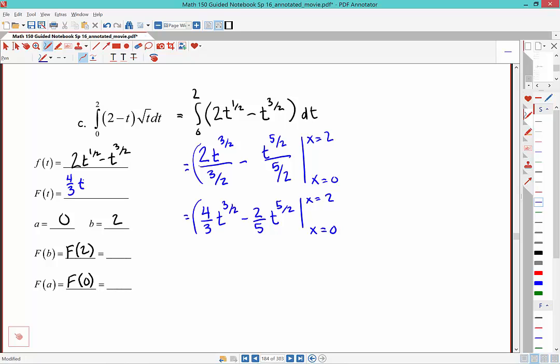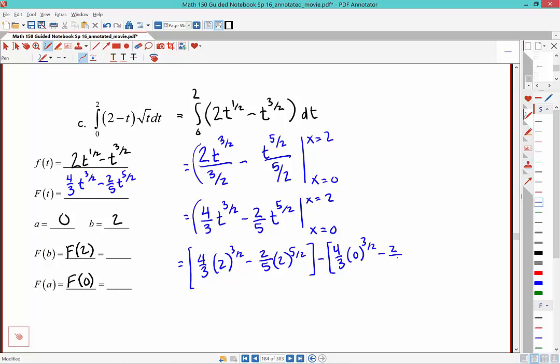So first off, we're going to do t is 2. So 4 thirds times 2 to the 3 halves minus 2 fifths times, oops, it'll be 2 to the 5 halves. That's our upper limit. And then our lower limit of integration will be 4 thirds times 0 to the 3 halves minus 2 fifths times 0 to the 5 halves. And do you see that this guy just zeros out? F at 0 is 0. Capital F at 0 is 0. Now let's clean up this guy. So this is going to be 4 thirds.